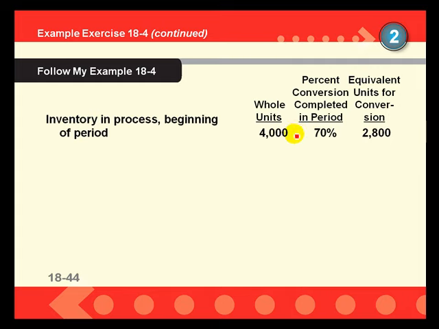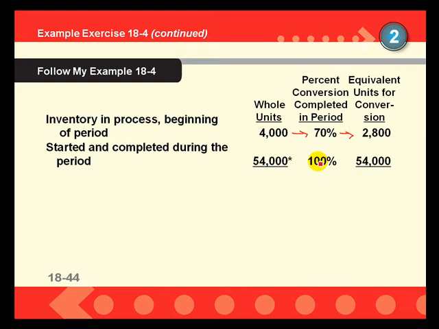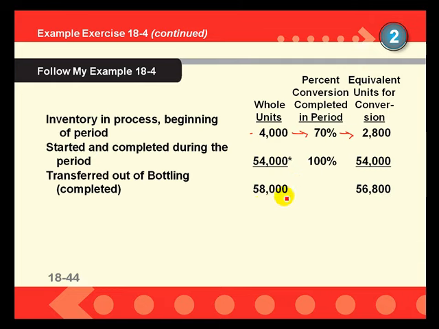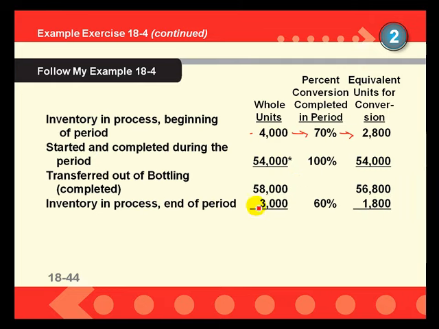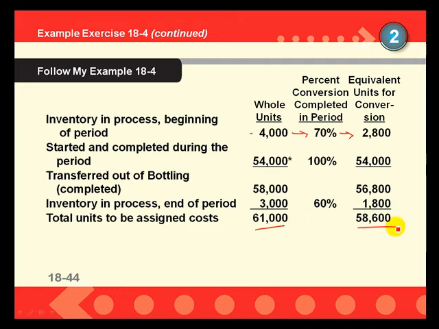There's 4,000 units. We're going to do 70% of the work on those, so we really do the work of 2,800. 54,000 units started and completed. Remember, it tells you that we completed 58,000. 4,000 of them came into us already worked on. We did 54,000 on our own, 100% of that. And then 3,000, we do 60% of the work on. And so right here, whole units, we get credit for 61,000, but we really did about 58,600. Okay.